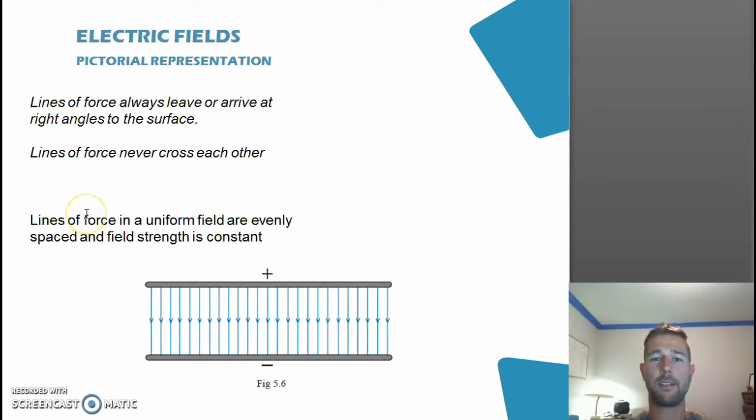And the lines of force never cross each other, otherwise you'd have multiple forces acting on one particle. In this example here I've got infinitely long plates that are charged, and you can see the electric field that is present between the plates. You can see the lines are uniformly spaced and the field strength is constant.